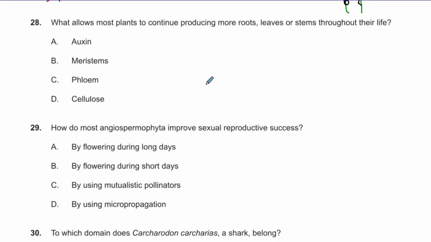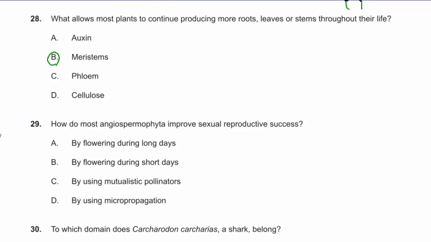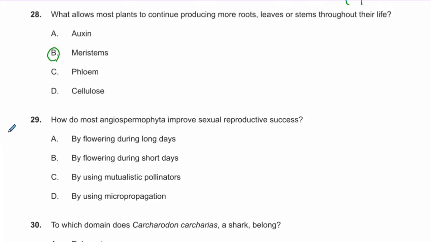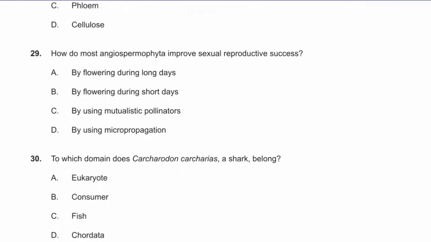28. What allows most plants to continue producing more roots, leaves, or stems throughout their life? And that's, of course, meristems. Meristems are the tissue in plants that can divide and produce new plant parts. Very unlike, for example, animals. If animals were like plants, we would have pluripotent stem cell tissue, so that if we cut off a finger and put it in a petri dish, we could grow a new human or something. Plants can do that. It's fascinating.